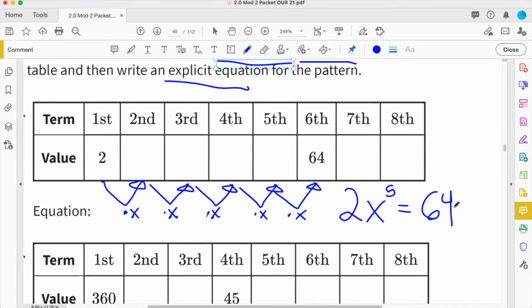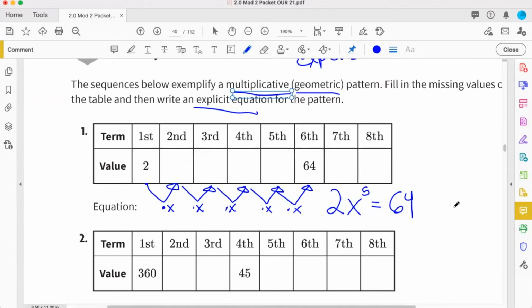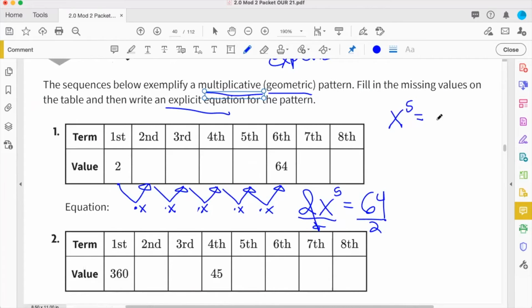How do you think we could go about isolating x in this case? Any guesses? Any takers? Hopefully you're saying divide by 2 to try and isolate x to the 5th. So if we take this further, x to the 5th is on its own. That leaves us 64 divided by 2, which is 32. And so to get rid of this exponent of 5, we can take what's called a 5th root. We can do that here.